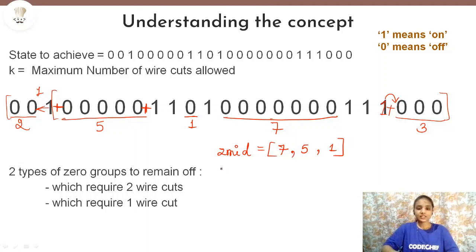And these are the group lengths of zeros that will require two wire cuts. And the other we will store in side. So side means the beginning and the end. So that is why in this we will store those groups of zeros which will require one wire cut. So they are 3 and 2.